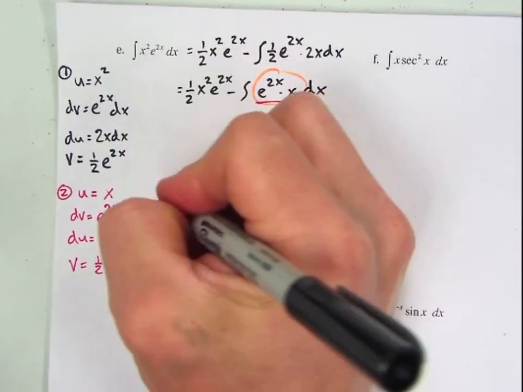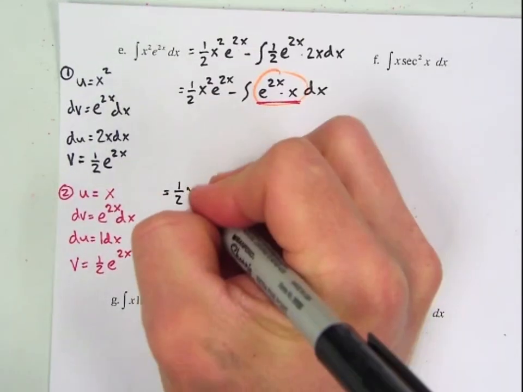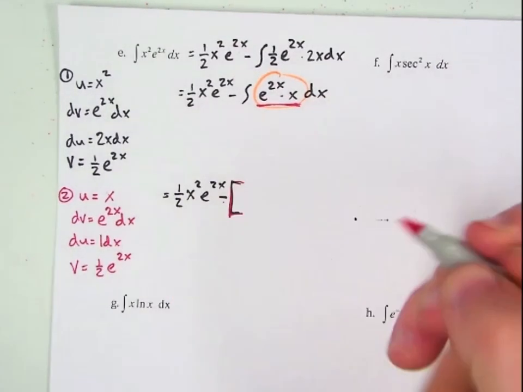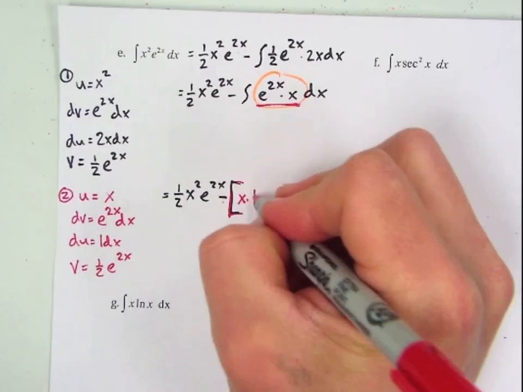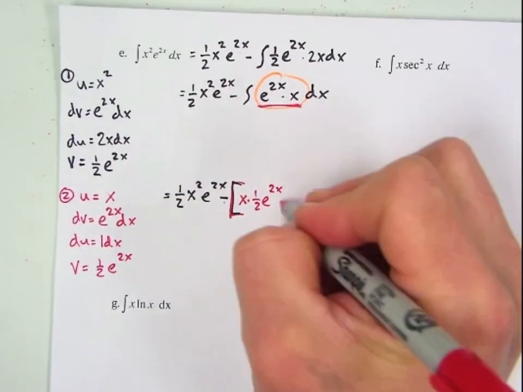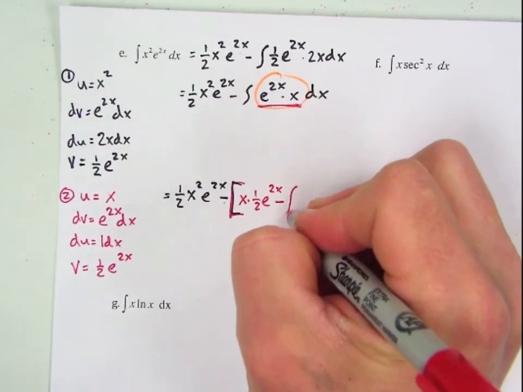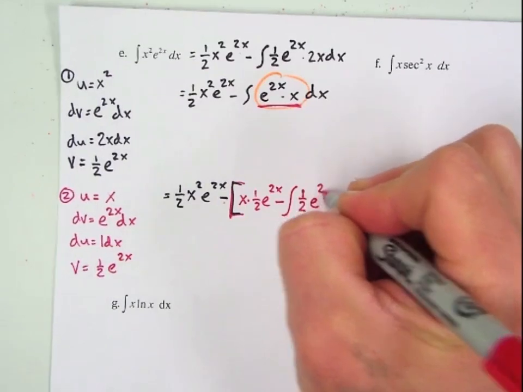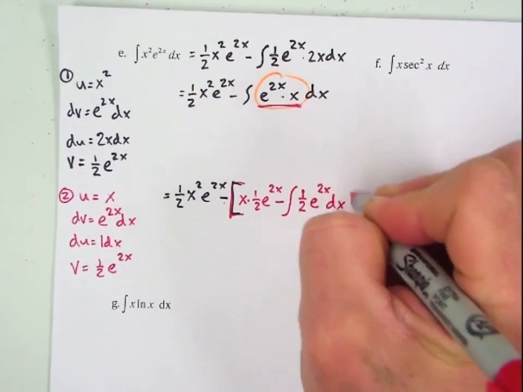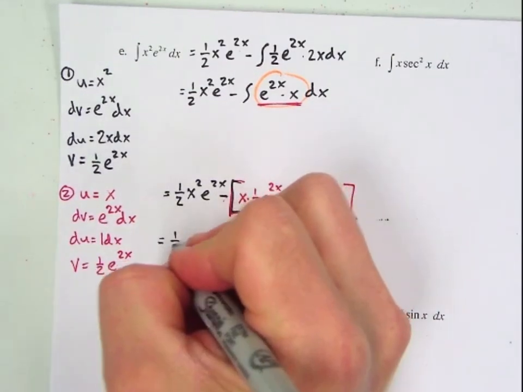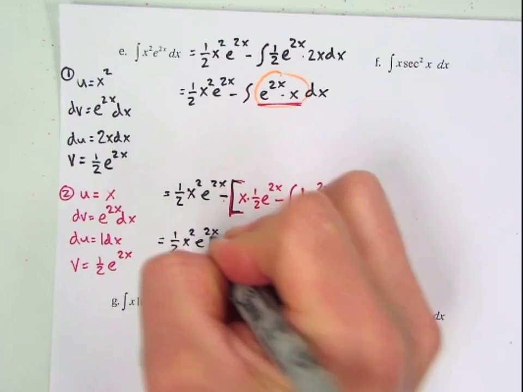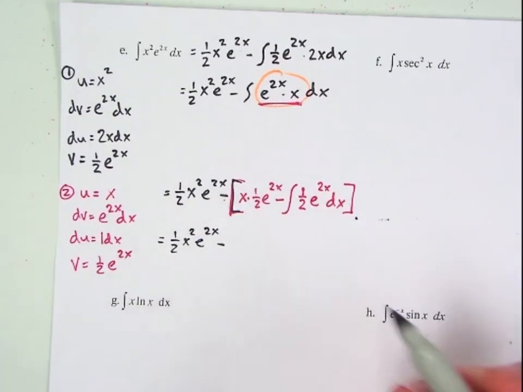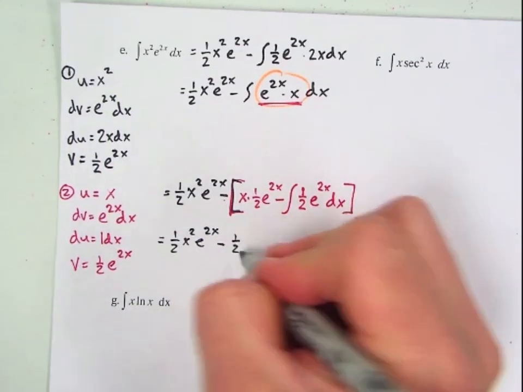Okay. We bring down the uv, the 1/2, x squared e to the 2x. Now minus, we want to make sure we subtract this whole integral. The inside of the integral is v du. Okay, so we'll distribute the negative here. So that's minus 1/2 x e to the 2x.